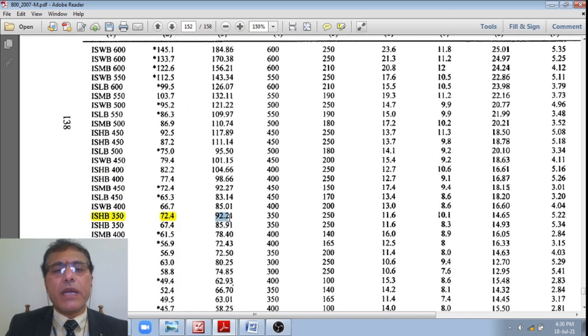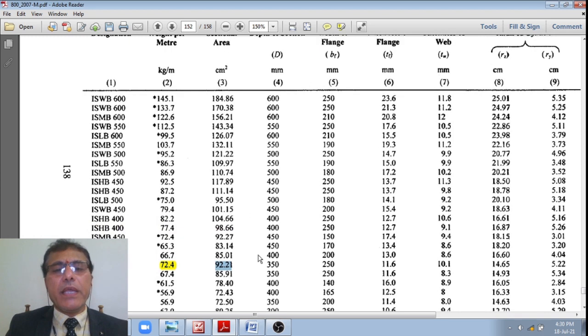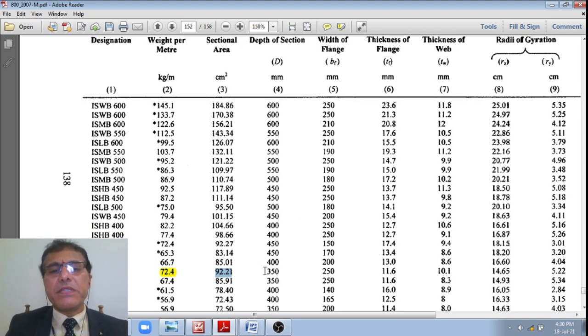Therefore, I'm just noting down the relevant properties, right? The area is 92.21 centimeter square, the depth of the section is 350, and the width of the flange is equal to 250, right? The thickness of the flange TF is equal to 13, and the thickness of the web is equal to 8.6, right? Radius of gyration is equal to 16.6 centimeter about the major direction as well as 4.04 about the minor direction.